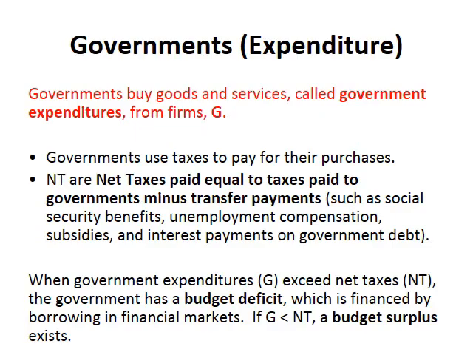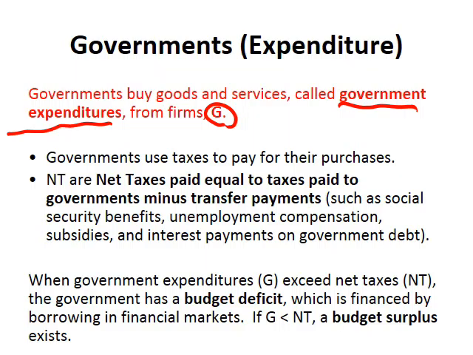Government expenditures. Governments buy goods and services from firms, called government expenditures, and we're going to call this G. Governments use taxes to pay for their purchases, and NT, or net taxes paid, is equal to taxes paid to governments minus transfer payments. Now, transfer payments are payments which are made without goods and services given in return. So what could be transfer payments? They could be social security benefits, unemployment compensation, subsidies, interest payments on government debt, and so on.